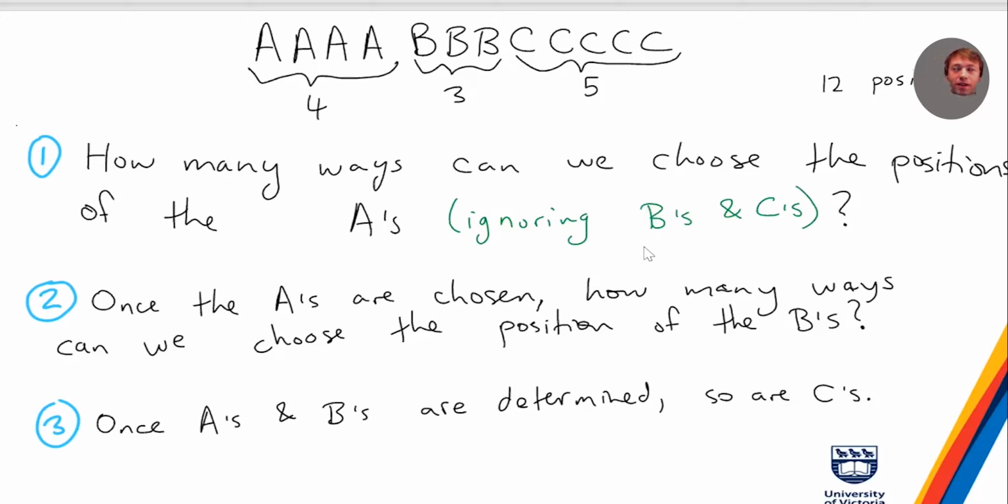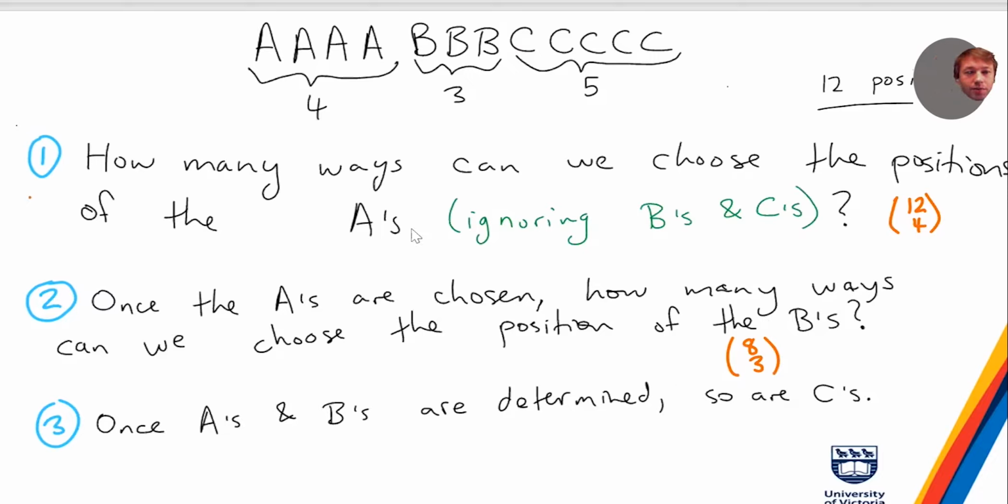How many ways can we choose where the A's go? I've got 12. Yep, that's right. So 12 choose 4, because 12 positions, we're picking 4 of them to be A's. Now here's the key thing: once I've chosen where the A's go, how many ways can I choose where the B's go? Suppose I already know where the A's are going to be. Yeah, so we've got 8 choose 3. That's right. And now once I've chosen the A's and the B's, we know exactly where the C's are going to go because they just go on whatever's left.